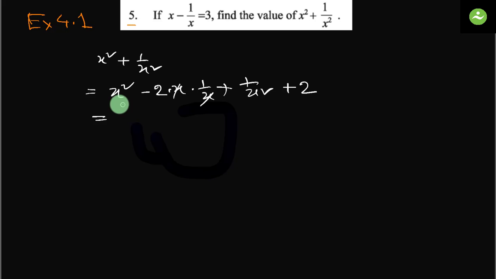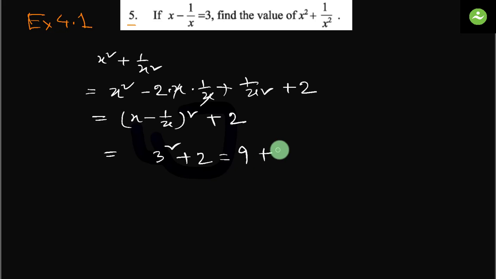from x square minus 2ab plus b square, we can see x minus 1 by x whole square plus 2. Why do we make it x minus 1 by x, not x plus 1 by x? Because we have the value of x minus 1 by x. Okay, equals to, let's put the value of x minus 1 by x. This is 3 square plus 2 equals 9 plus 2 equals 11, and that is the answer.